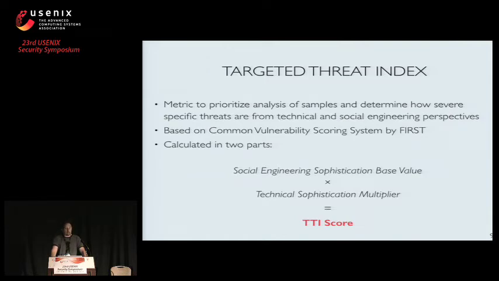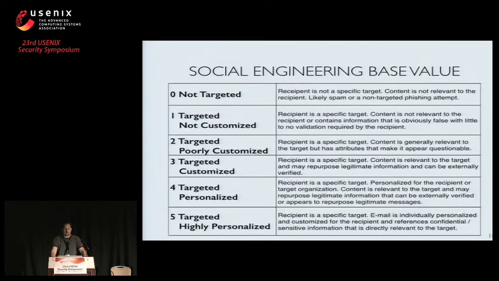This was based on the CVSS system by First, and it's calculated in 2 parts. There's a social engineering sophistication base value, and then that is multiplied by a technical sophistication value, and the end result is the overall TTI score. For the base value, this goes from 0, which is not targeted, all the way up to 5, which is targeted and highly personalized.